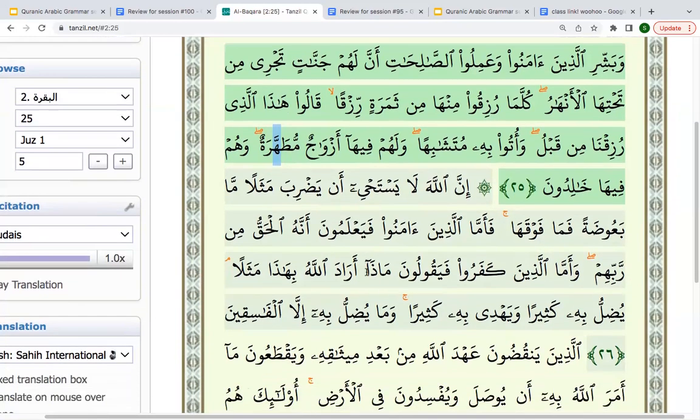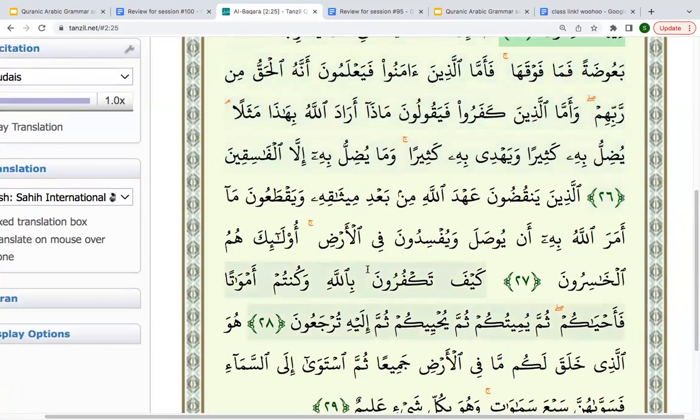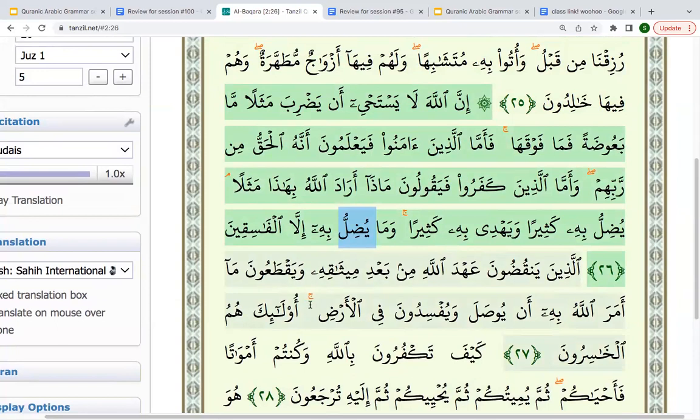Okay. Let's see this one. Now, be very careful, okay? Before you answer. Let's start the drill. Mazid fihi, mujarrad. Yudillu. Yudillu. Don't get confused by anything.